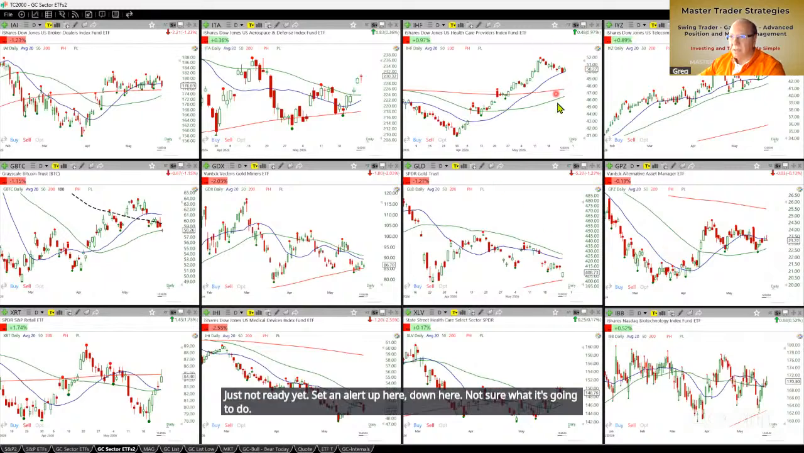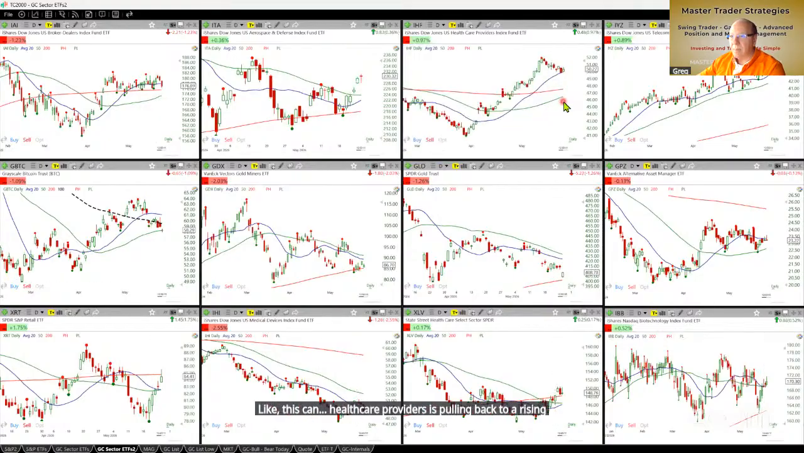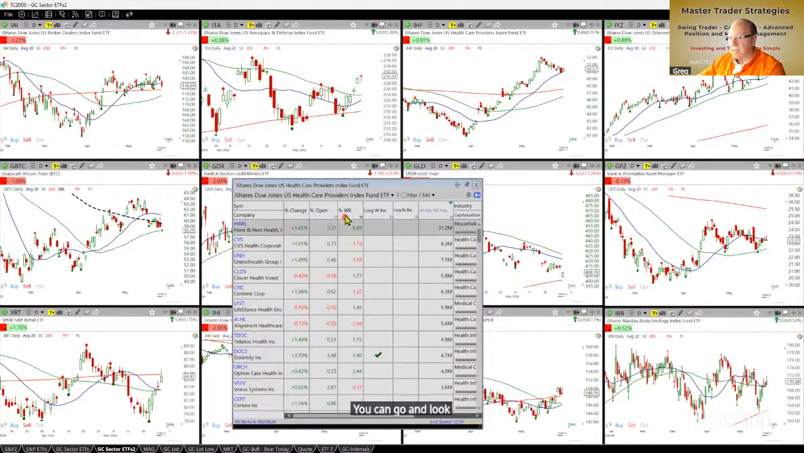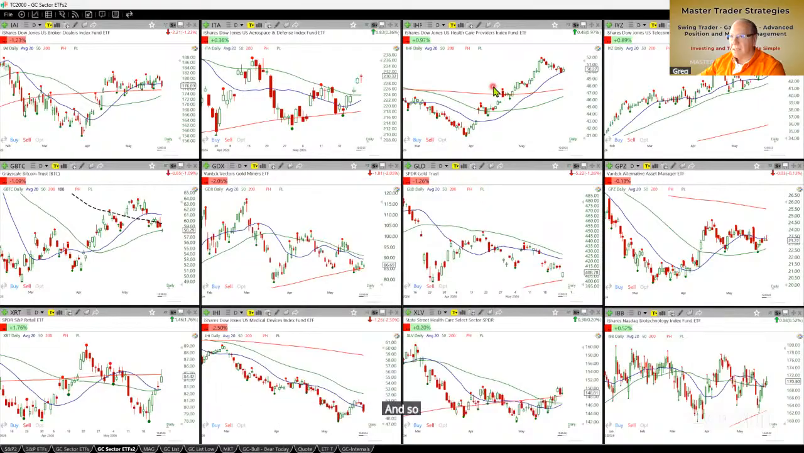Right? Healthcare providers is pulling back to a rising 20. Maybe it's ready to make a turn. You can go and look at different stocks in here. See what's doing great on the day. Right? There's a biotech, Hims & Hers. I know that's gotten beat up, and so on. You can see that's the process.